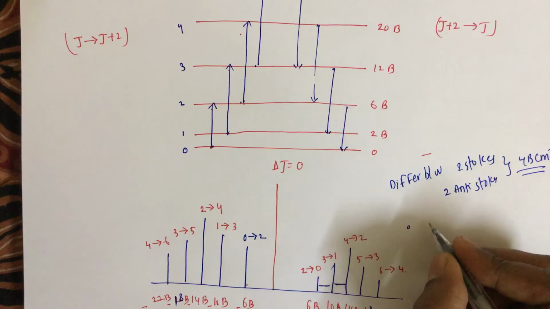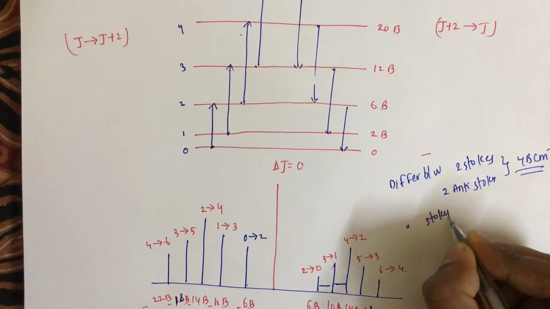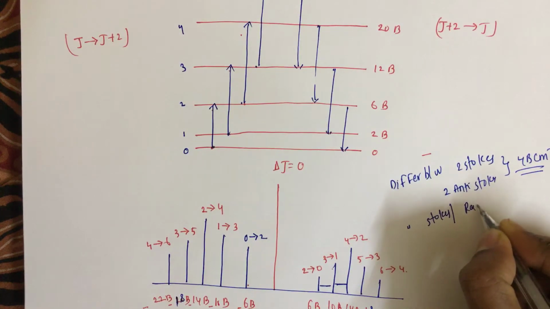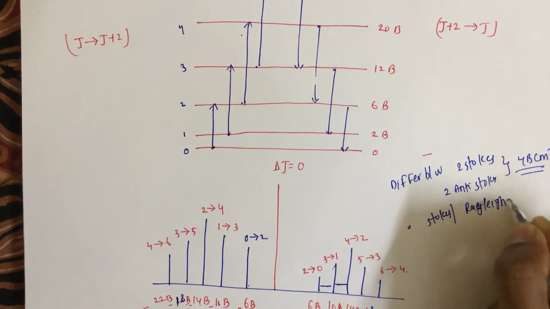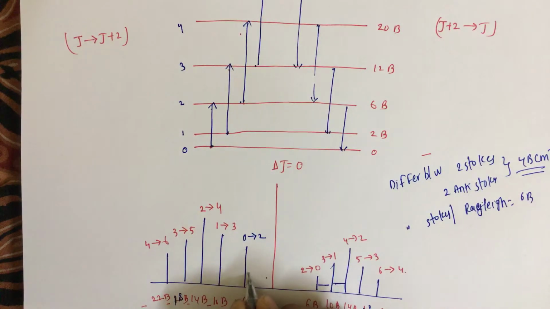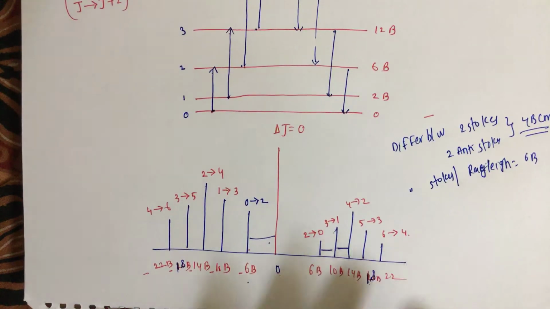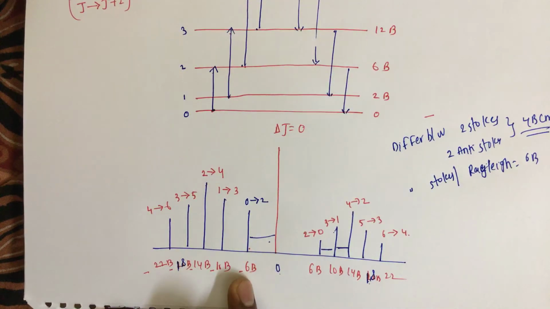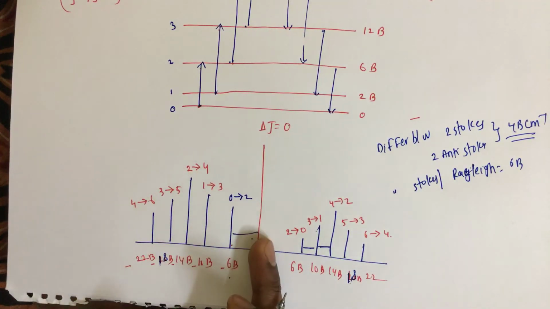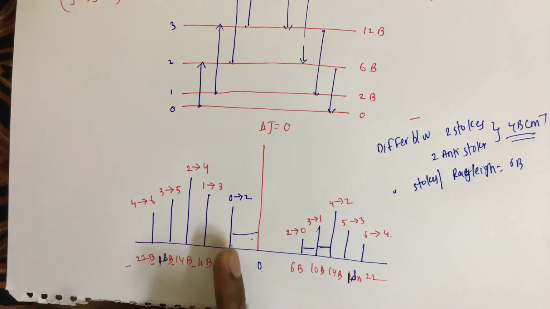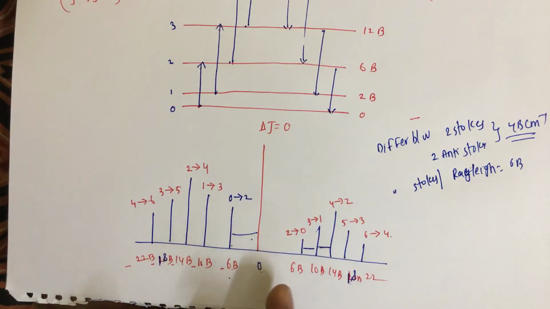And the difference between one Stokes line and the Rayleigh line will be 6 beta, because this is 0. So 0 to 6, I think you can see. This is 0 and the 0 to 6 difference is 6 beta. That's why the difference between the Rayleigh line and the first Stokes line will be 6 beta, and here also the same, because this is 0, this is 6 beta.